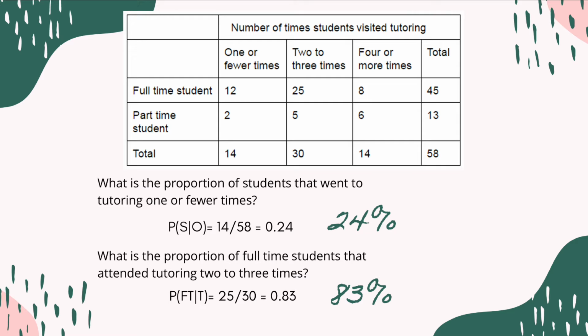For the second question, what is the proportion of full-time students that attended tutoring 2 to 3 times? For this, we would have to find the proportion of full-time students and correlate that to attending tutoring 2 to 3 times. This would total 25 over 30, which equals 83%, which means that of those people that went to tutoring 2 to 3 times, 83% of those were full-time students.